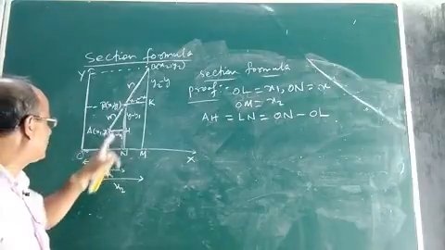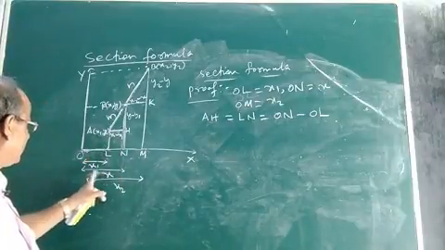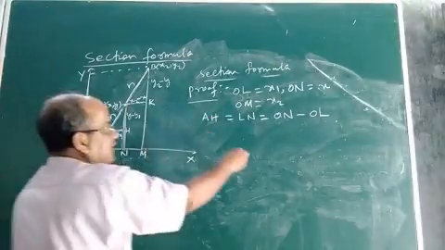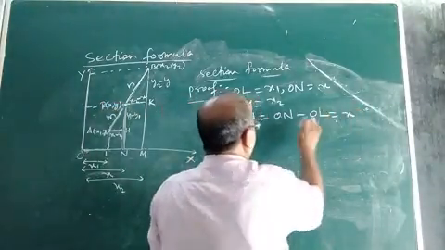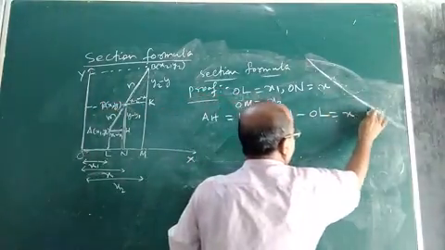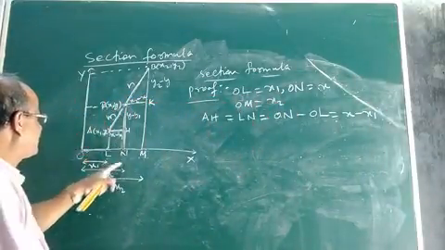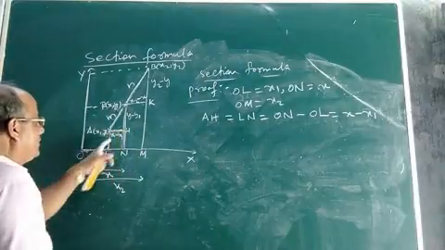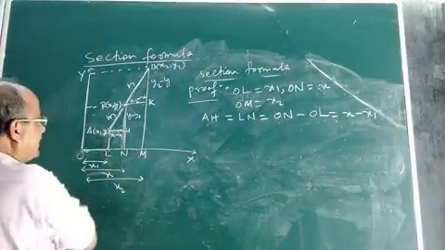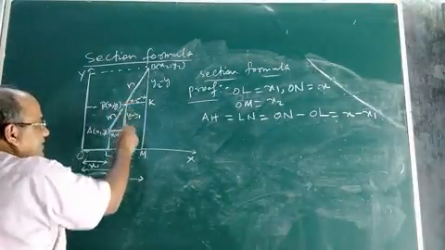And this LN is equal to AH. Now ON, what is the value of ON? It is x. And OL is how much? x1. So it will be x minus x1. So the length of AH, this line segment, will be x minus x1. Next, you find the length of PK.